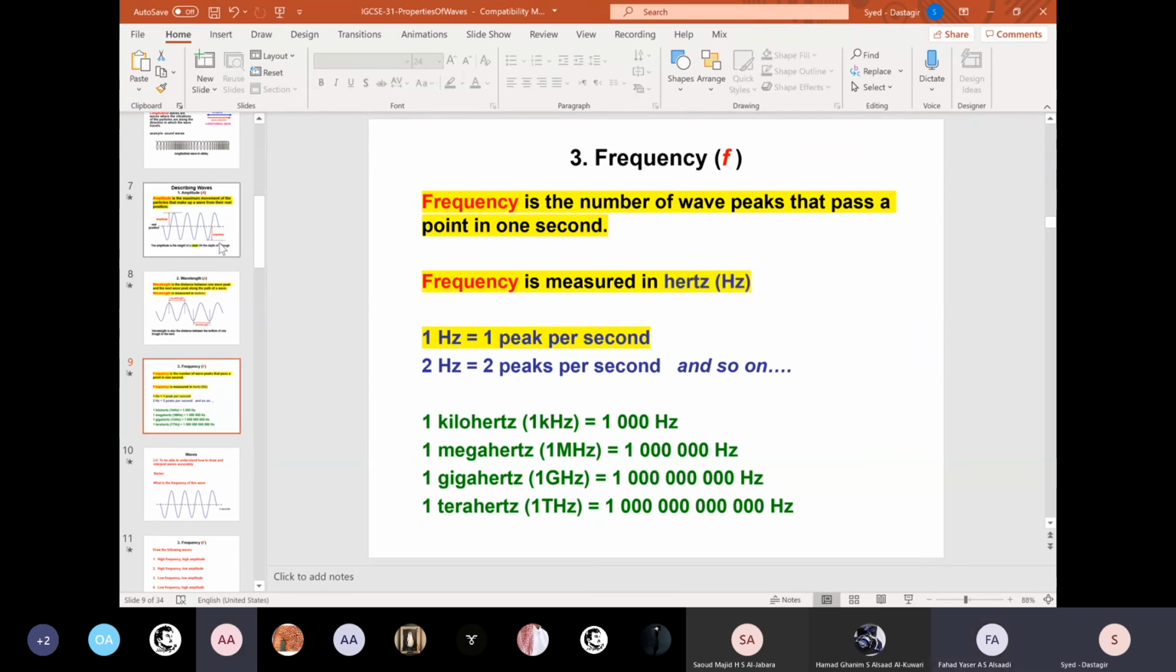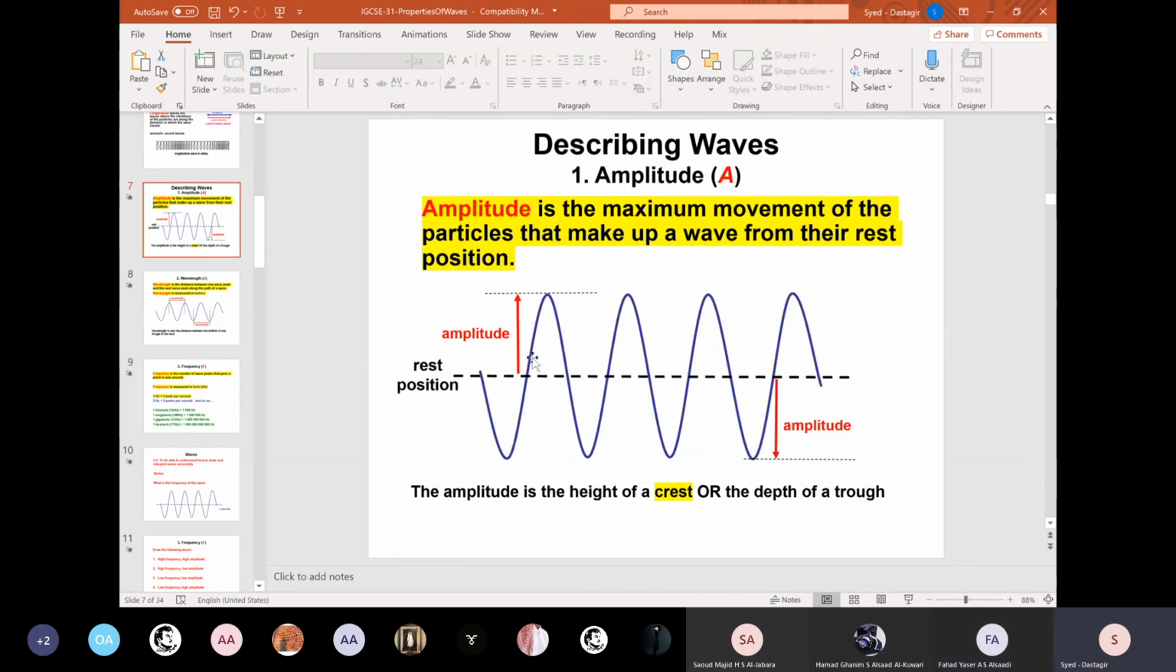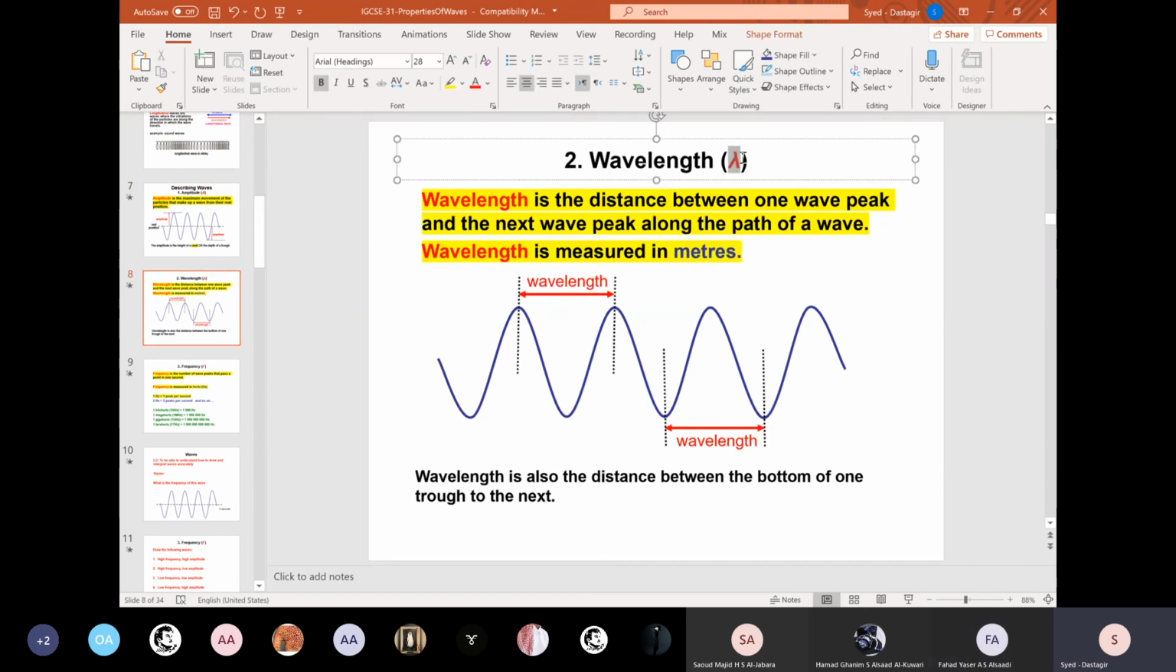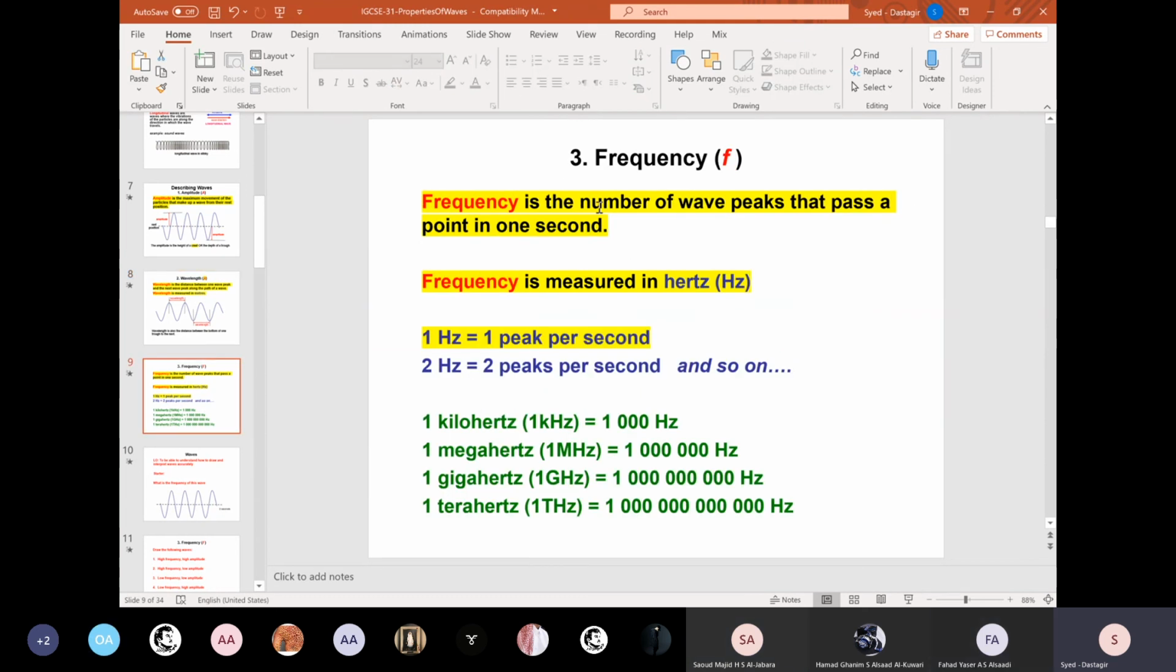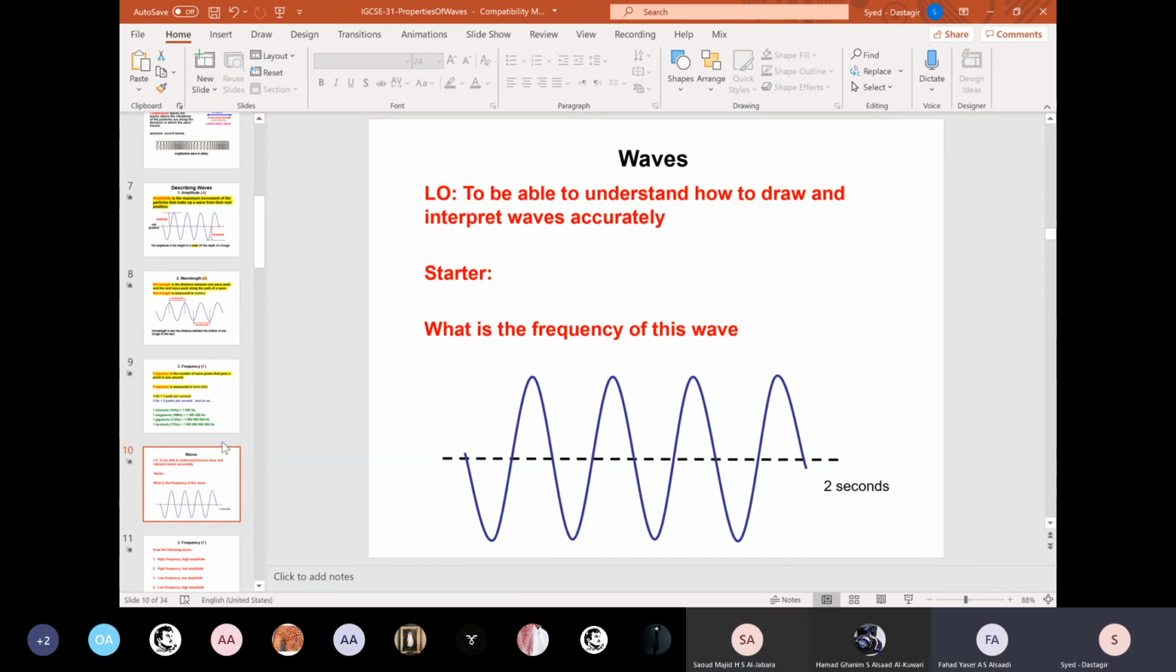So again, guys, amplitude is the maximum movement from the resting position to the peak or the crest. Wavelength, the symbol is lambda, a Greek letter, is the distance between one wave peak and the next wave peak. Frequency is the number of wave peaks in 1 second. It's measured in hertz. Okay, so that's all you need to know for this lesson today.